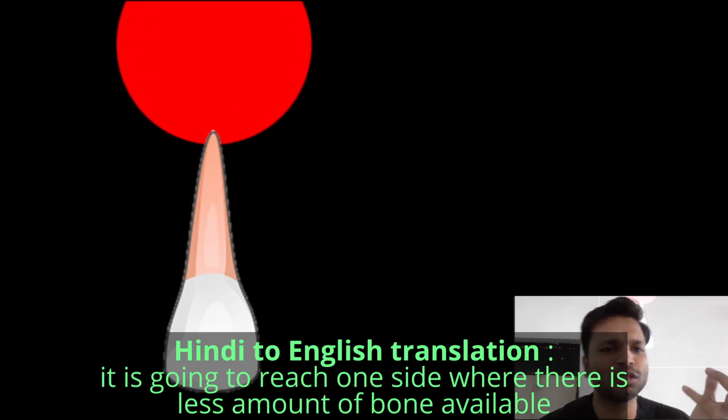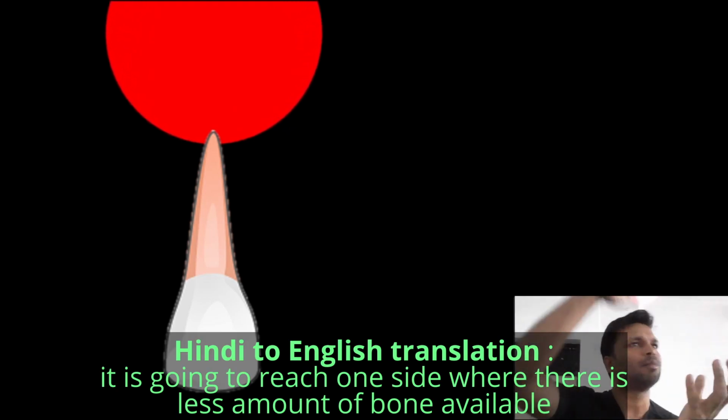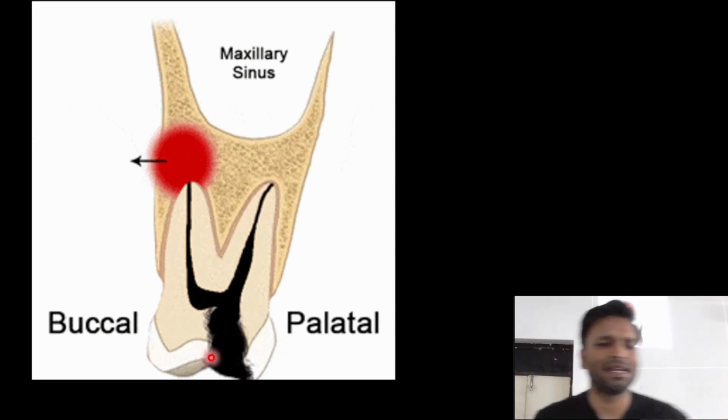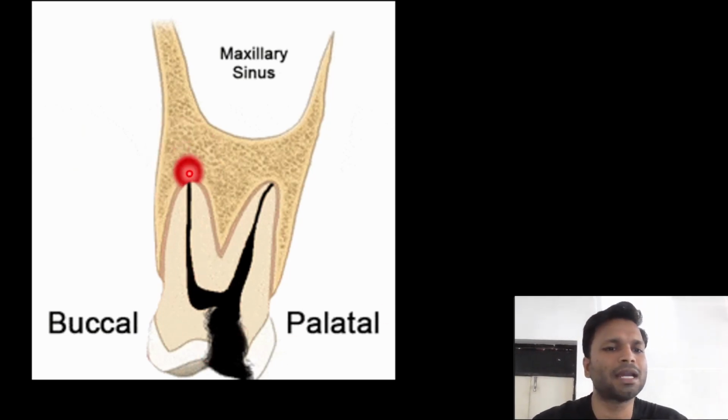Now this abscess is going to expand in all directions equally, in a circular, spherical manner. If we allow it to further expand, it is going to reach one side where the bone is thinner, and it is going to perforate the cortex on that side. For example, in this molar region, there is a caries, pulp necrosis happened, and after that a periapical abscess developed.